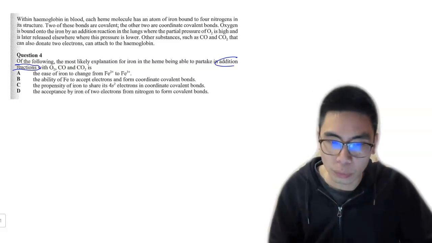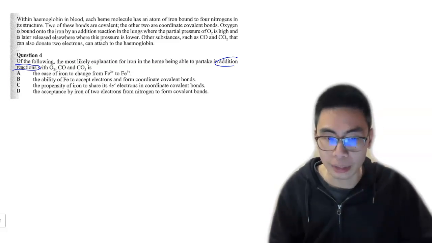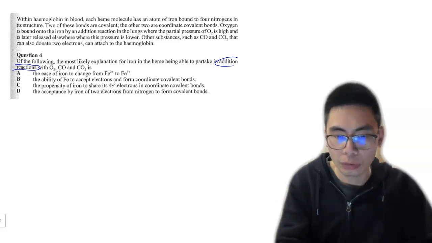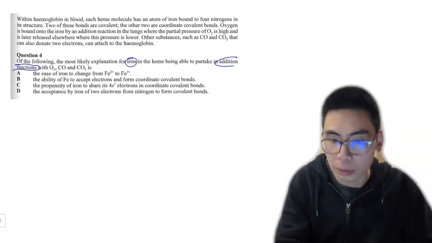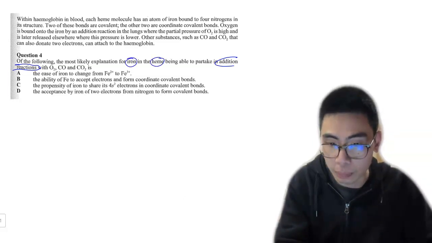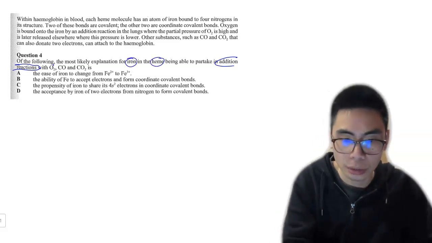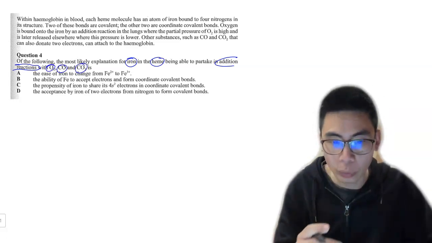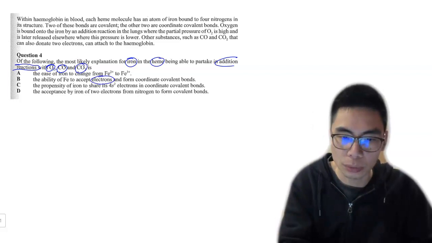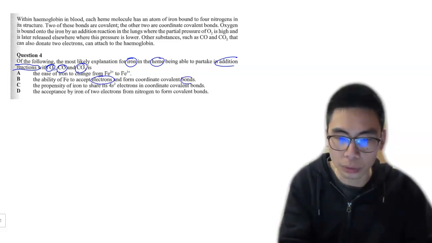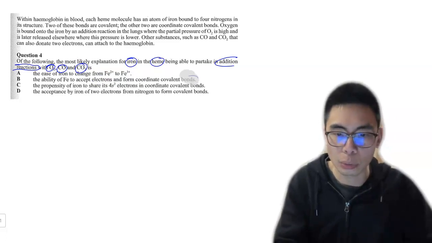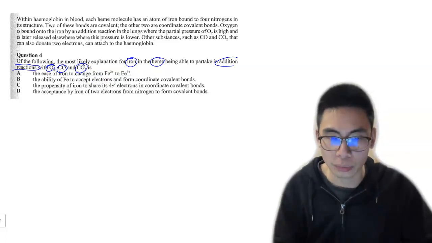There are a lot of words. I talk a lot about keywords when I do my videos, as you probably know. There are a lot of keywords that we can follow. For example, we could follow iron, heme, addition reactions. We could look for O2, CO, CO2. We might even look for the words electrons or bonds or covalent bonds. But let's just stick with looking for addition reactions first.